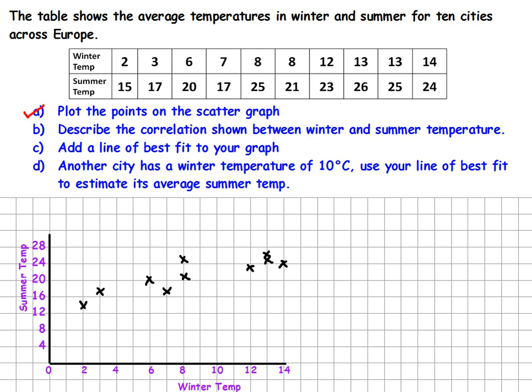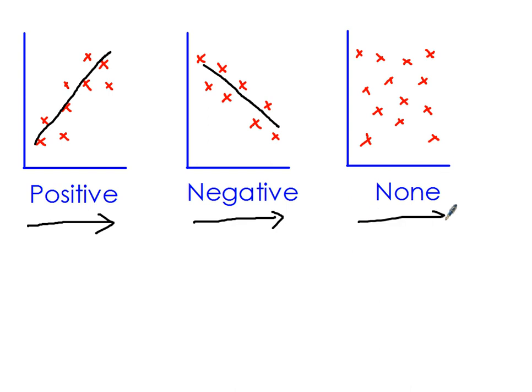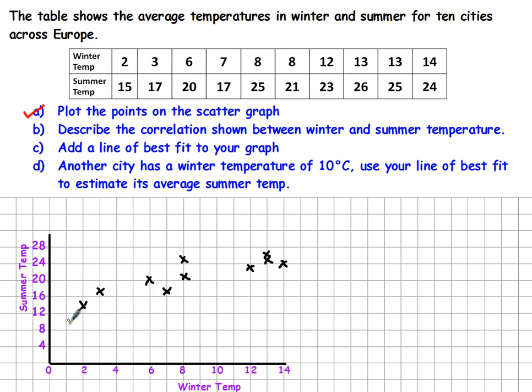Okay, just remind ourselves of correlation. As we read from the left to the right, if it's generally going upwards, it's positive. As we read left to right, if it's generally going downwards, it's negative. And as we read left to right, if it's going all over the place, there's no correlation. So this one here, generally as we go left to right, not very much, but it's going upwards. So this is our positive correlation. Okay, so I can tick that one off now as well. I've done that one.